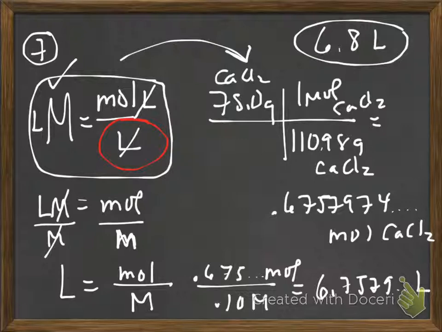Sig figs. For this one, you would get them from the molarity, because the molarity is 0.10, so that has 2 sig figs. Don't forget that trailing 0 is significant. Is the 0 in front significant? No, 0 in front is not significant. Leading zeros are never significant. Zeros on the end are significant if they're behind the decimal. So we always go with the least amount of sig figs, yes.